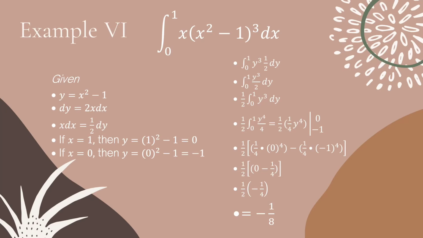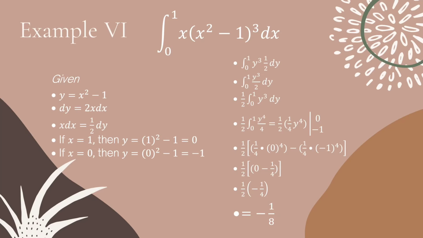For the last example, evaluate the definite integral from 0 to 1 of x times the quantity of x squared minus 1, raised to 3 dx. So first, let's define the values. y is x squared minus 1, dy is 2x dx because the derivative of x squared is 2x. Divide both sides by 2x and we will have x dx equals 1/2 dy.